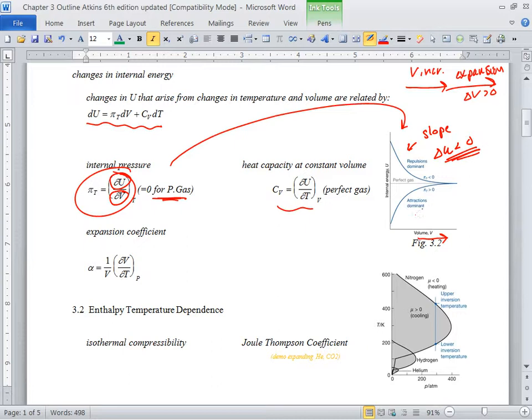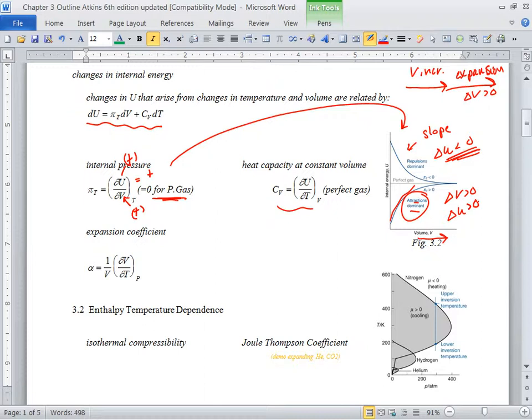But look when attractions are dominant. Again, you have delta V, it's still expansion, so delta V is greater than 0. Delta U is greater than 0 because the slope is what? Positive. For attractions dominant, the slope is always going up. So the slope is positive, which means this has to be a positive number. This guy is expanding, so that's positive, and this has to be positive too. So delta U is greater than 0.